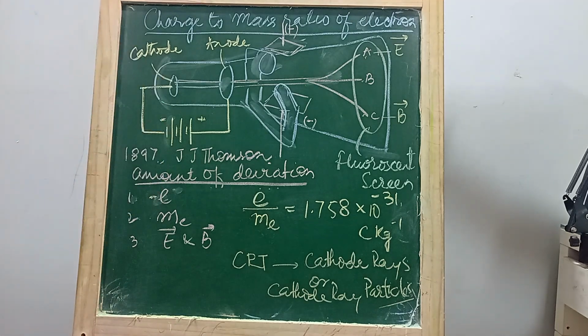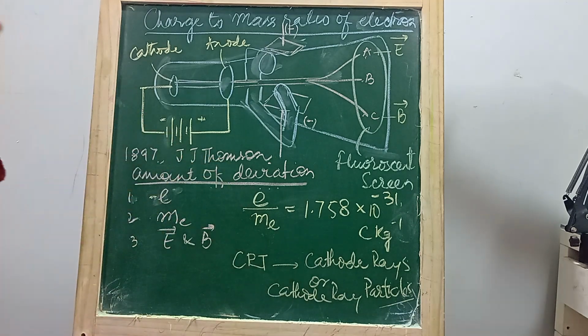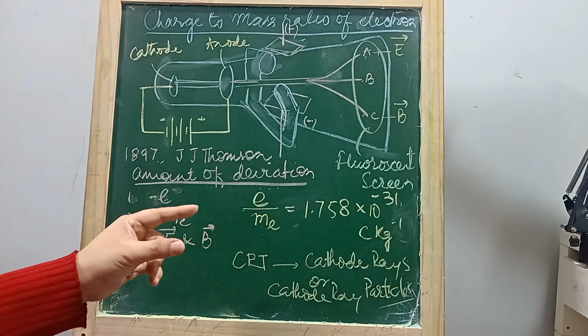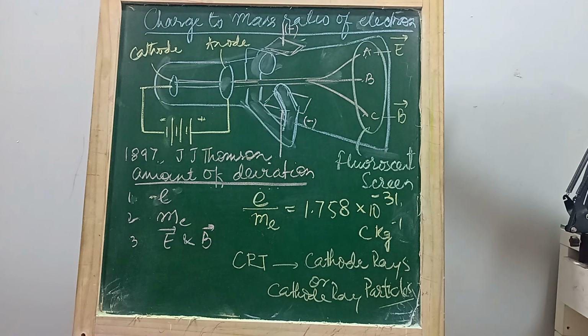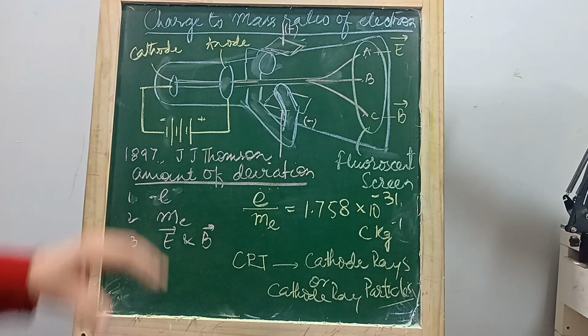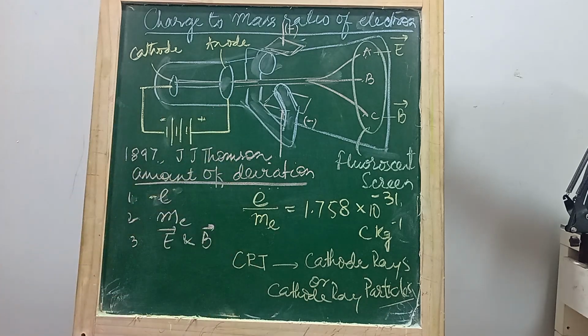Let's try to understand the contribution of J.J. Thomson, the British physicist, in 1897, in determining the ratio of charge to mass of the electron by using a cathode ray tube.